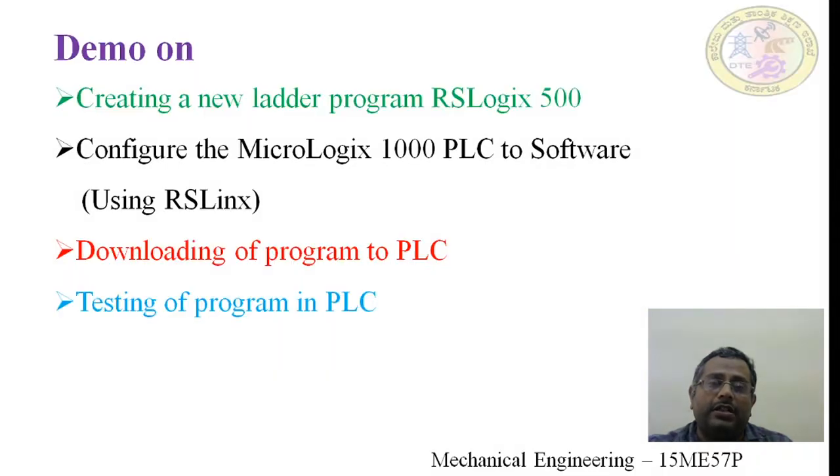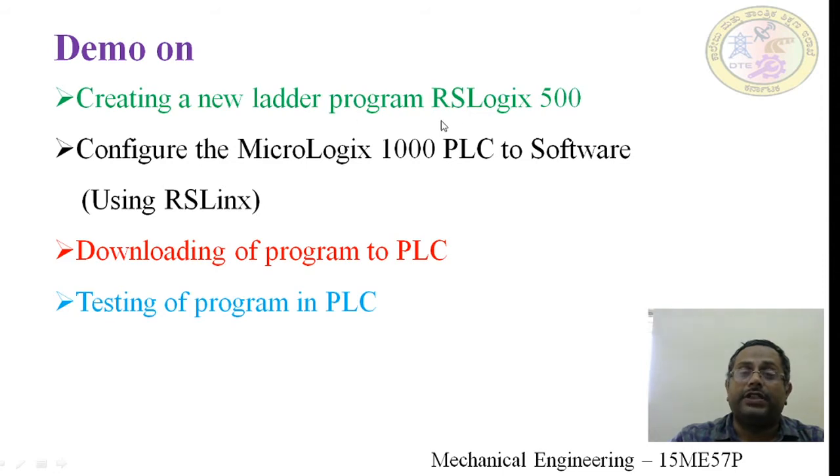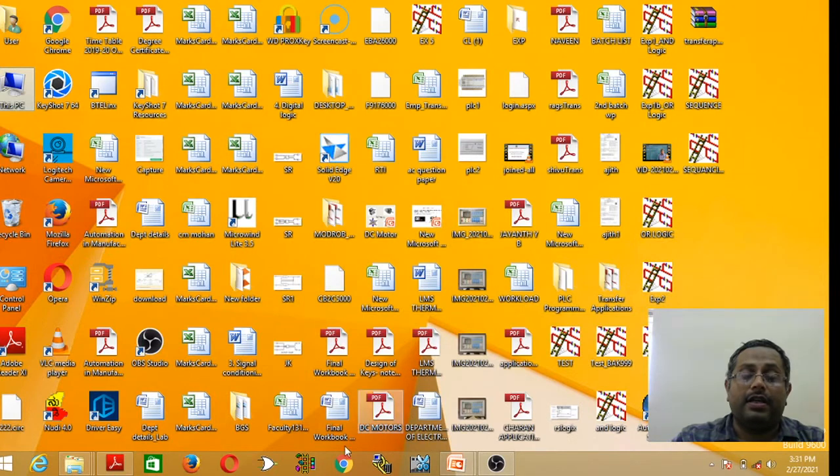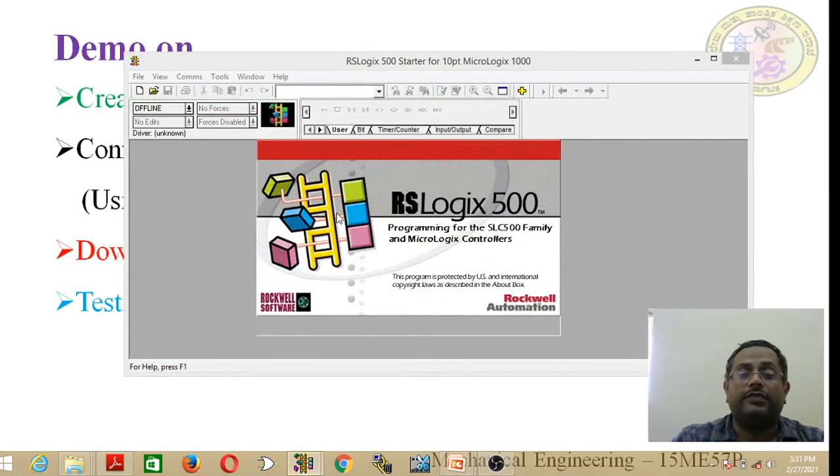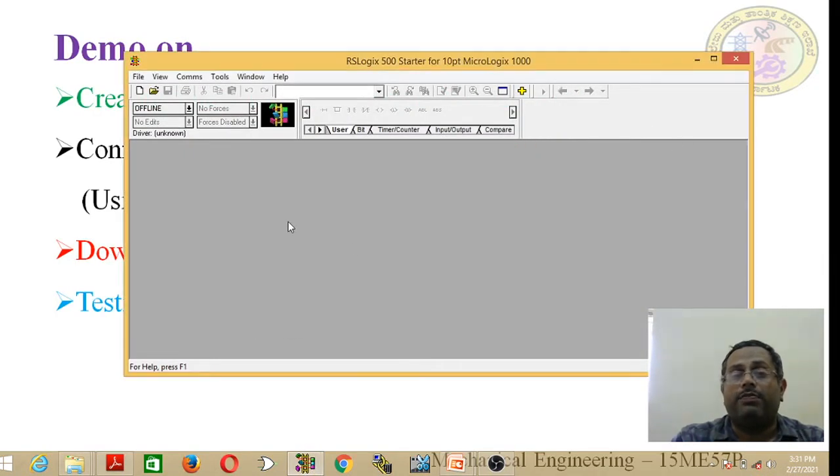Next, I will show you how to create a new ladder program in RSLogix 500 and how to configure it in the software, then how to download and how to test it in the PLC. Now I will show how to create the ladder program for this sequencing operation in RSLogix 500. For that, go to the desktop. In the taskbar, you have a symbol like this, that is the RSLogix 500 software. Click on that. The software will launch.